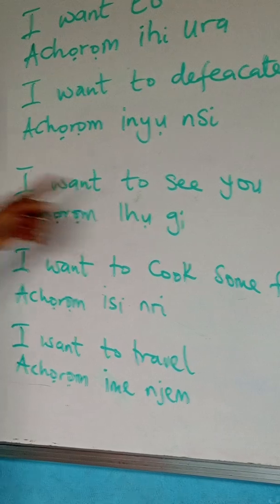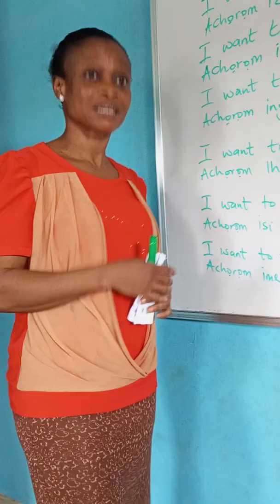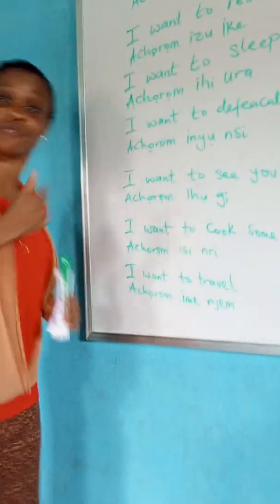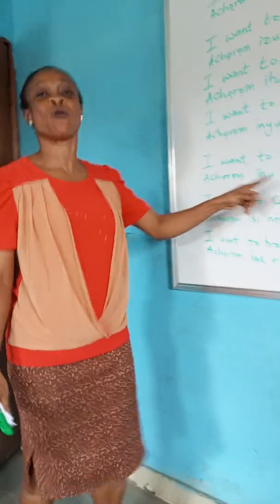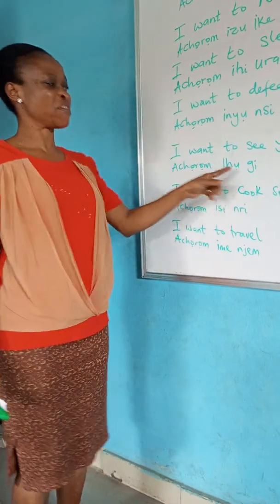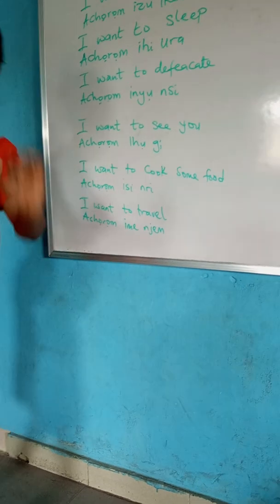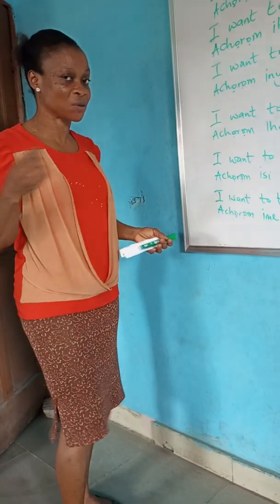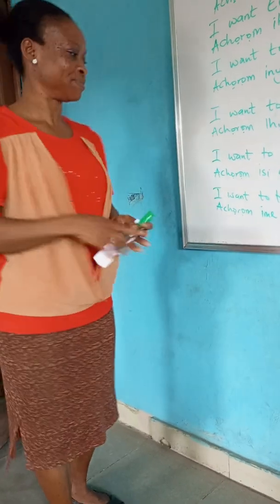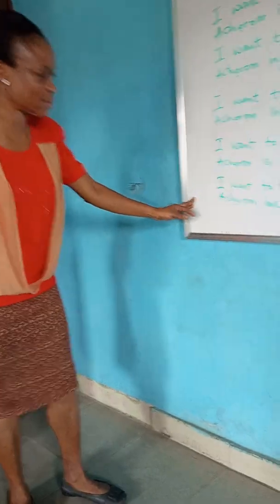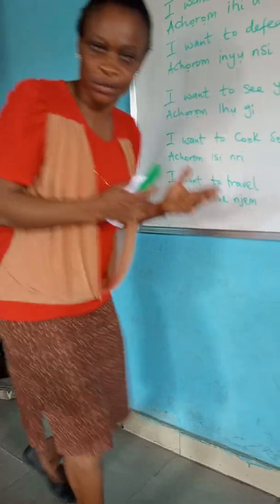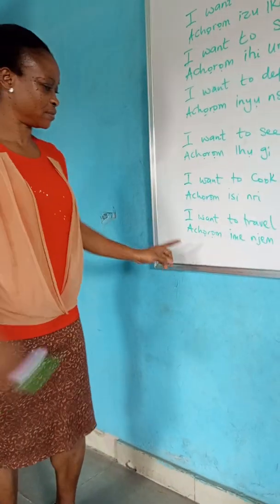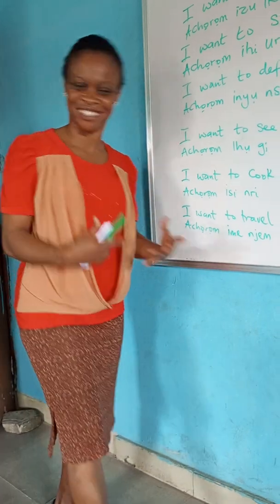The next, I want to see you. Oh, Mr. Tony, please, can I see you? I want to see you briefly. Achọrọ m ịhụ gị. Achọrọ m ịfụ gị. The next is, I want to cook some food. Achọrọ m isi nri. I'm hungry. I need to cook. Achọrọ m isi nri. And then the last one in the list is, I want to travel. Achọrọ m ime njem.